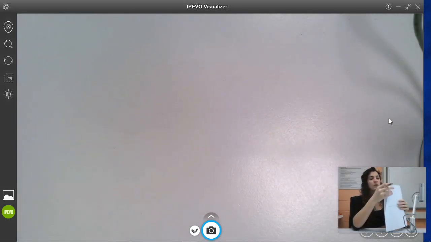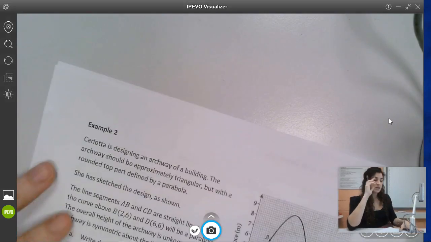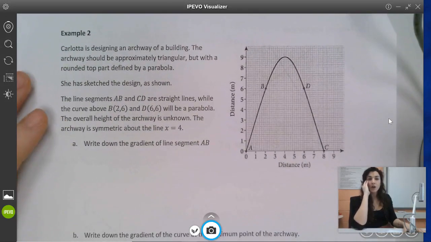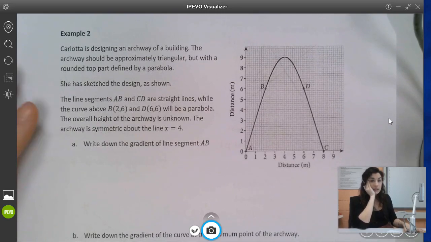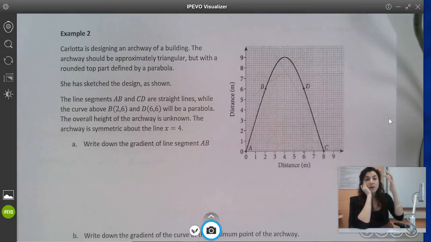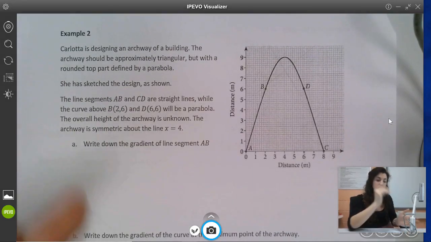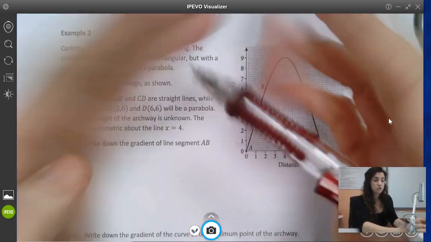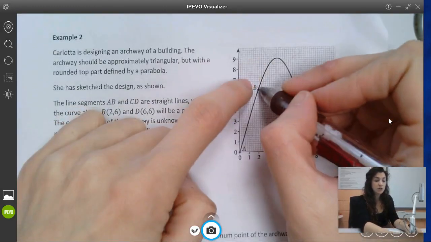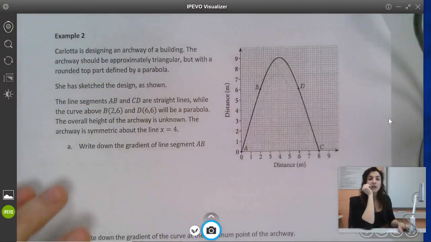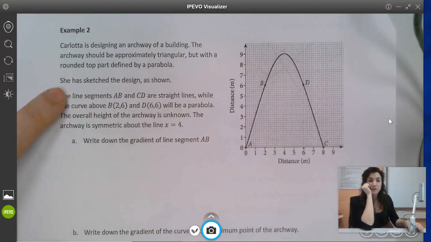Let's do an example. Carlota is designing an archway of a building. The archway should be approximately triangular, but with a rounded top part defined by a parabola. So it's mostly triangular, but if you really zoomed in, you would realize it's not an actual point up here, but in fact a parabola. She has sketched the design as shown.